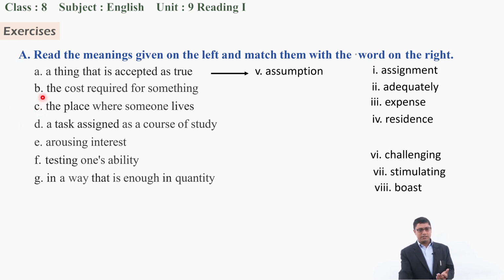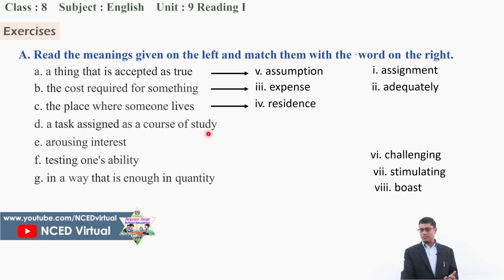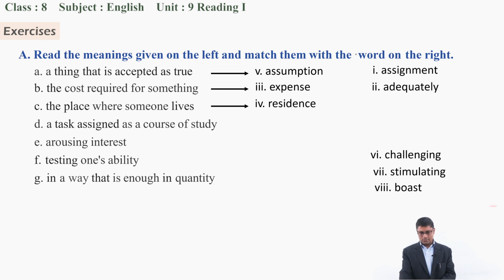Now let's go to B. The cost required for something. Can you guess? It means expense. Similarly, C. The place where someone lives. Can you say? Exactly, it's a residence. Now D. A task assigned as a course of study. What's the suitable word for this? It means assignment.